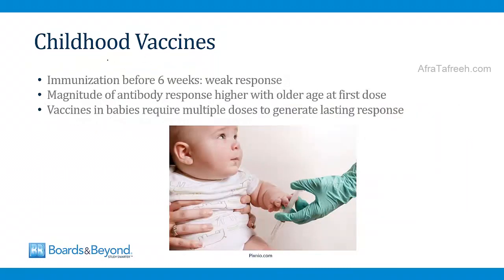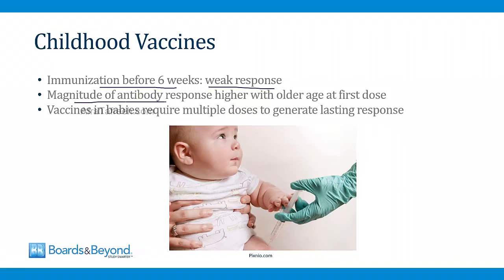And then finally, let me tell you one basic principle of how vaccines work, and this will help you understand the schedule of when we give vaccines to children. Immunizations before 6 weeks of age in a newborn baby have a very weak response. So in general, we try not to vaccinate children before 6 weeks unless we really have to. There's only one vaccine we give before 6 weeks, and that's hepatitis B.